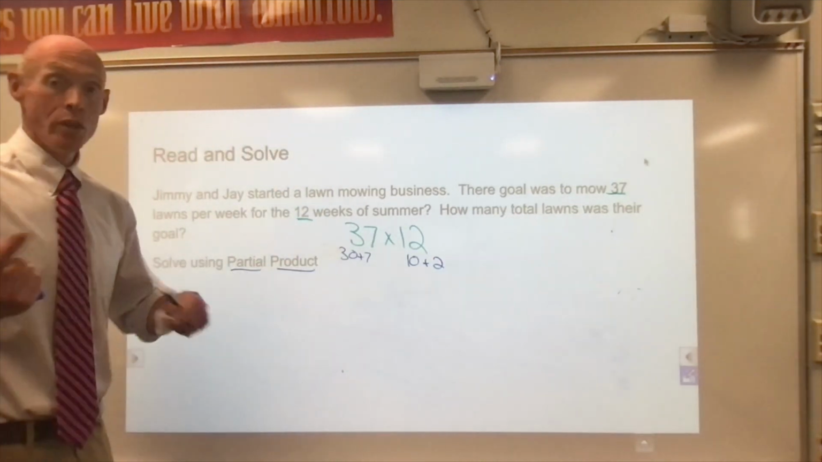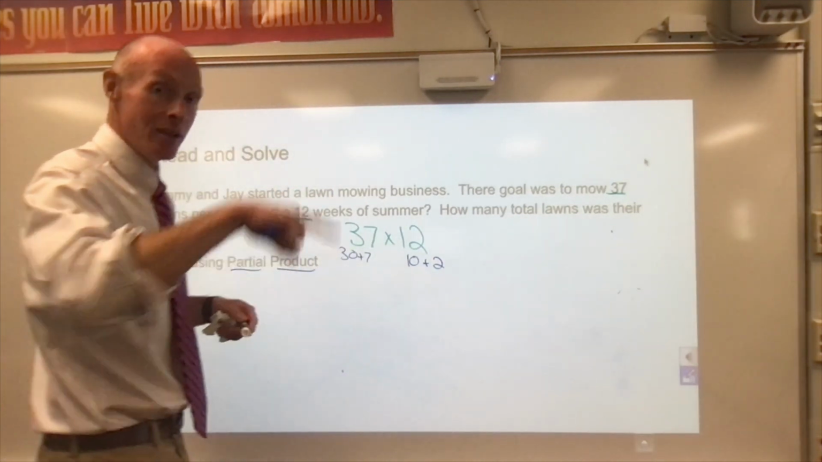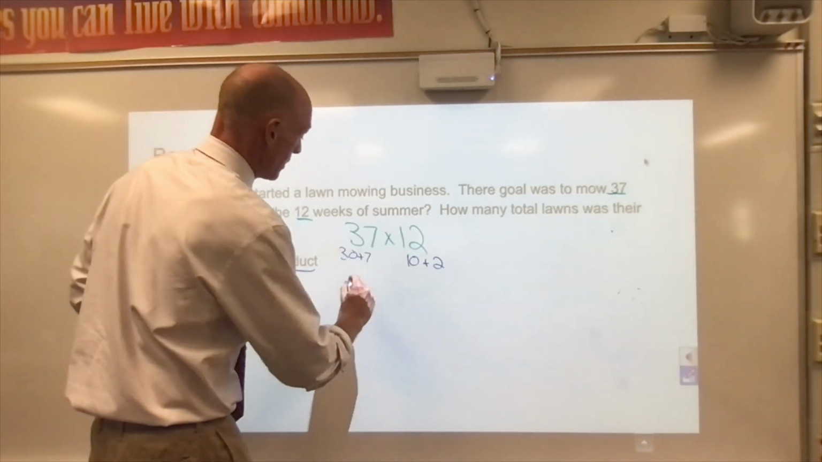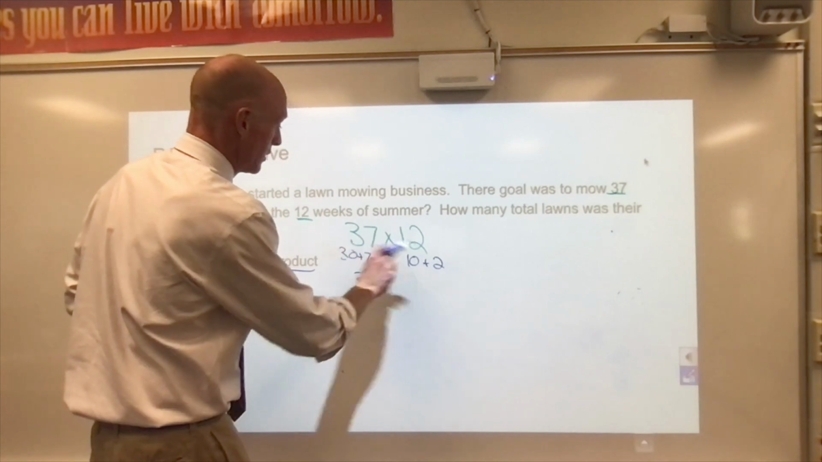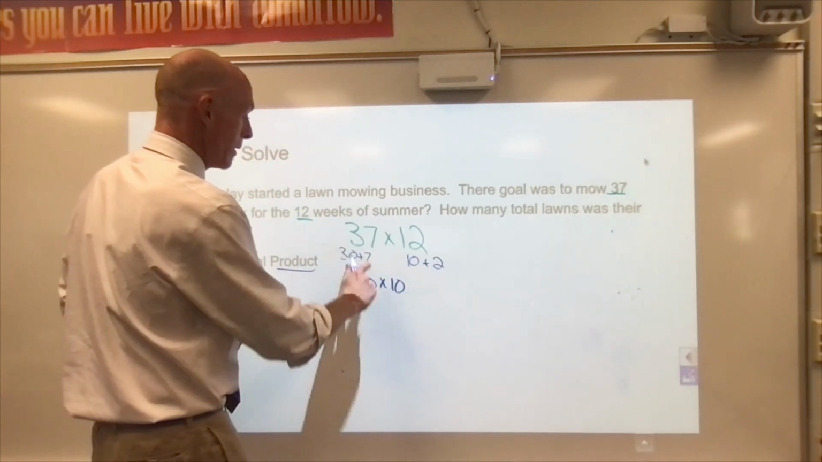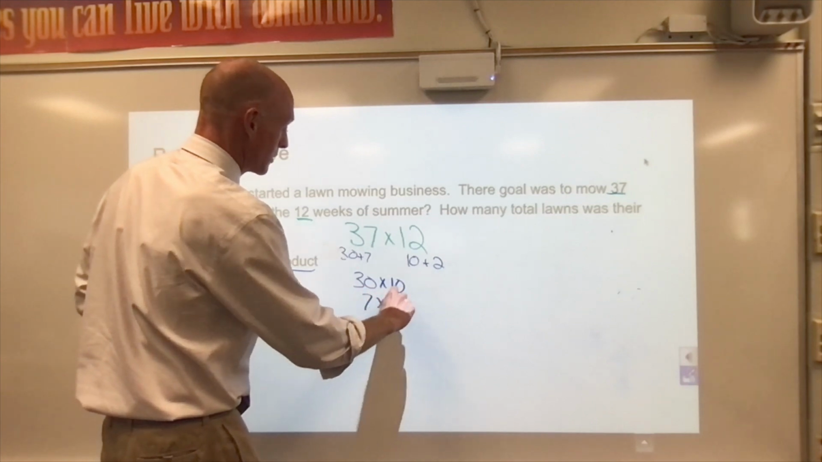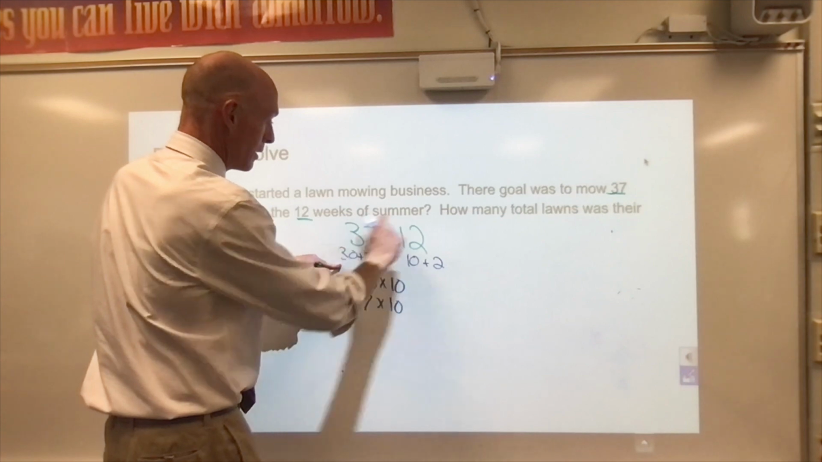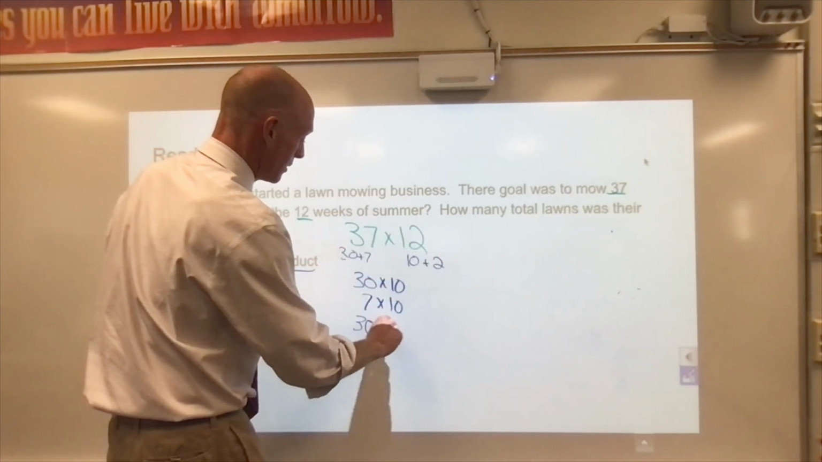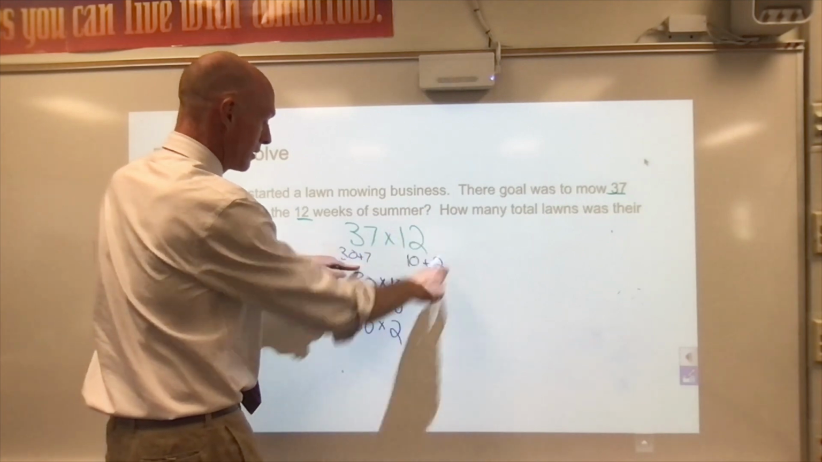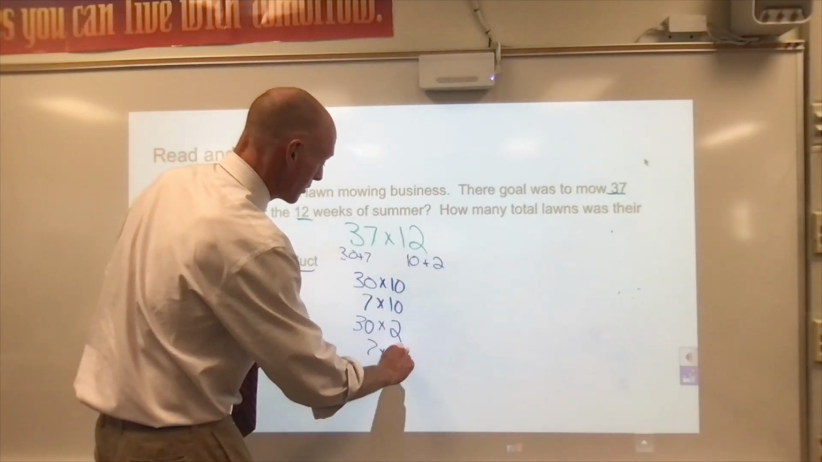So all you're doing is you're distributing the numbers that you're going to multiply. So let's start with our 30. 30 times 10. And then we go 7 times 10. Back to the 30. 30 times 2. Back to the 7. 7 times 2.